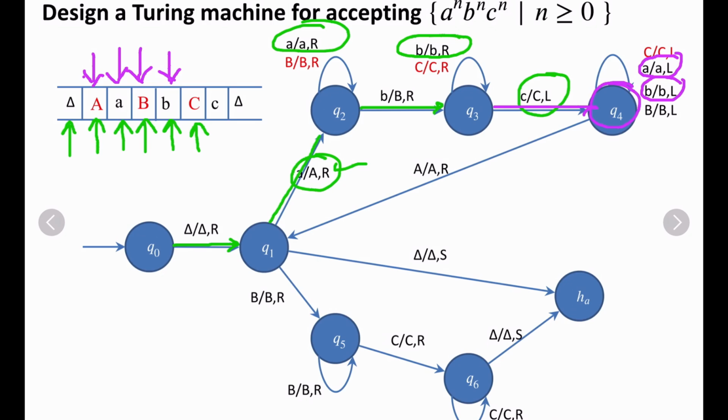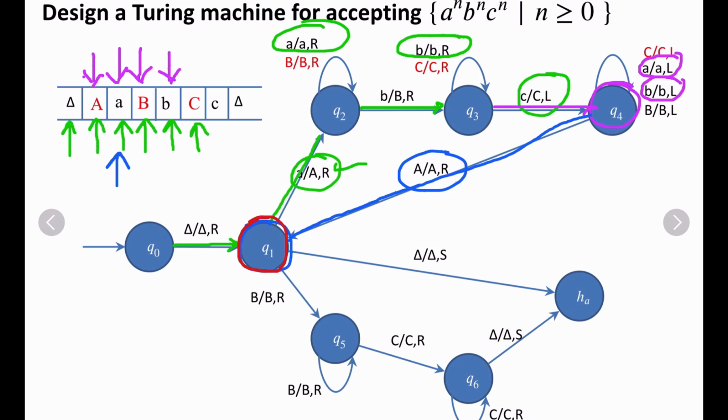Capital A. Read that capital A. Okay, move one step to the right. Read that capital A. Using this, move one step to the right. Now you are at this place. I'll change the color.